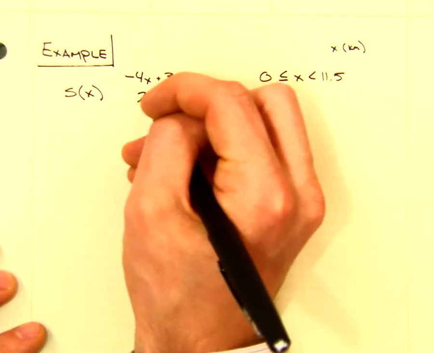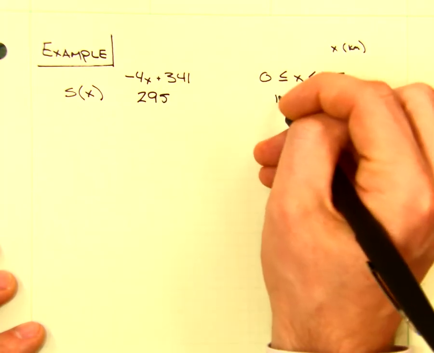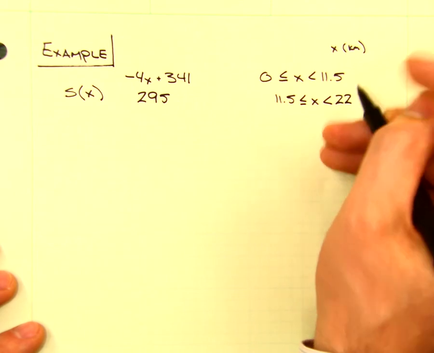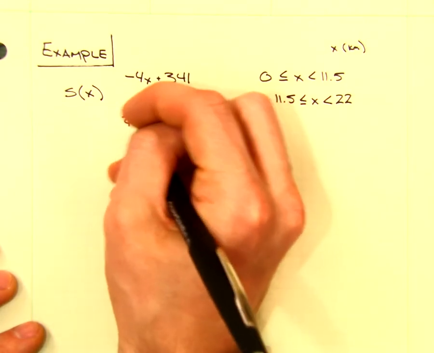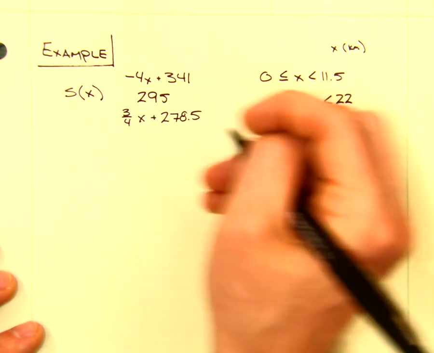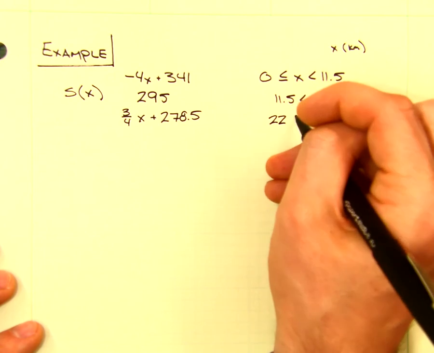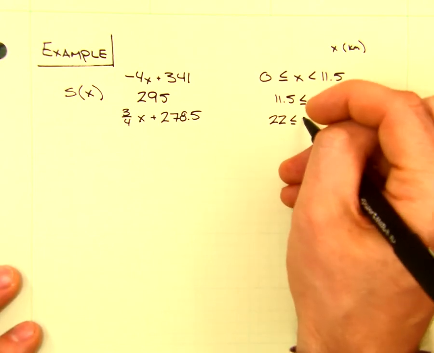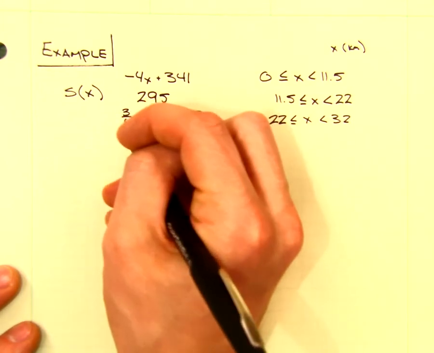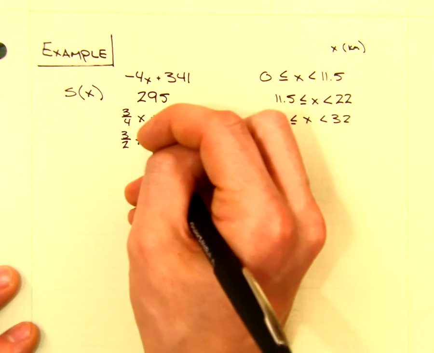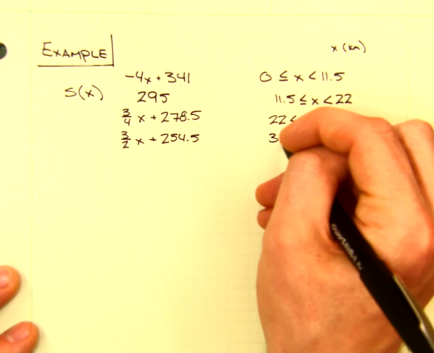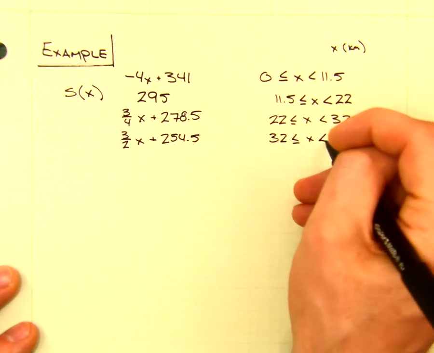And it's also equal to 295. So it stays constant between 11.5 kilometers and 22 kilometers. And then it goes 3/4 x plus 278.5, another linear function between 22 kilometers and 32 kilometers. And then there's a couple more of them here. So a couple more linear functions, once again piecewise functions, plus 254.5. And so we can say that that's from 32 to 50.